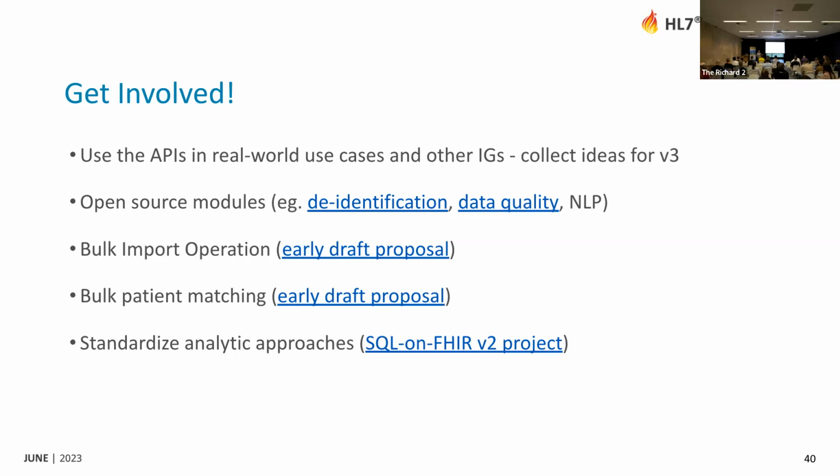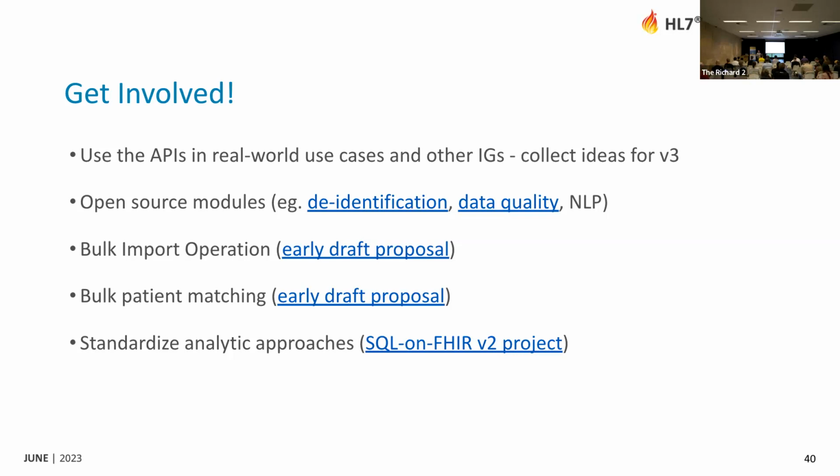In terms of bulk patient matching, I put together a very preliminary proposal a couple weeks ago around how we might do this. So if we wanted to use an asynchronous API to match large numbers of patients, kind of taking the FHIR $match operation and saying instead of matching a single patient at a time, what if we wanted to match a couple hundred patients or 1,000 patients at a time? And so some very early work there. So if you're interested in that, please check it out and contribute. Again, not ready for implementation, but really early work.